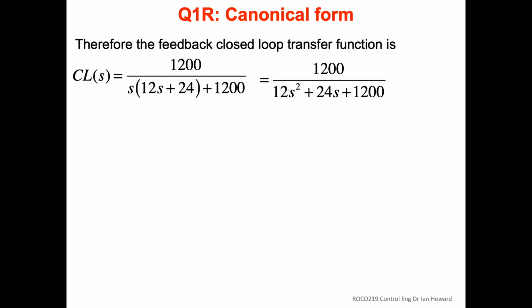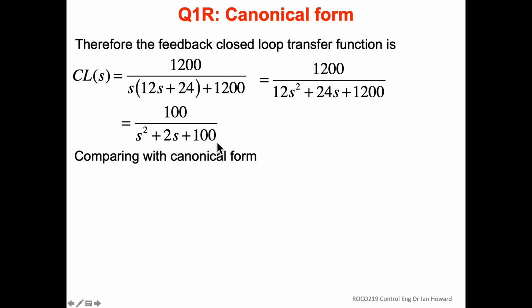Right, so the next thing to do is multiply it out, and we're going to write it in such a way that there's a unity factor in front of the s squared, so we have to divide through by 12 in order to do that. We divide at the top and the bottom by 12, and we end up with 100 divided by s squared plus 2s plus 100, which is a nice clean result.